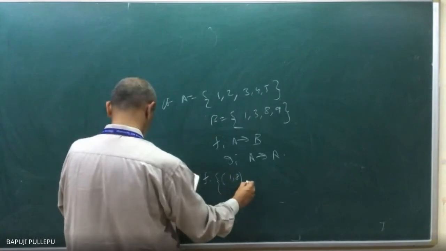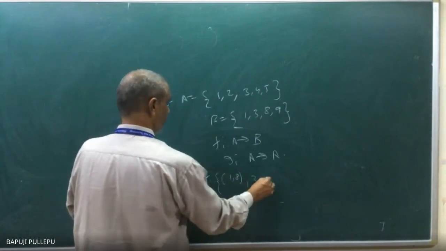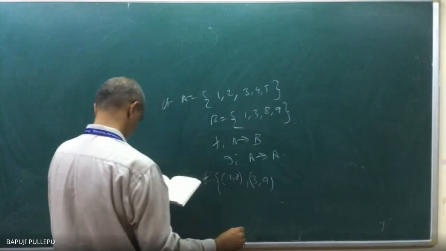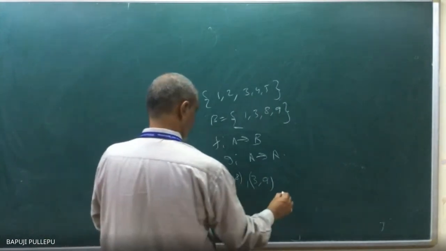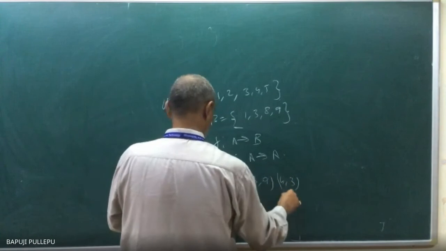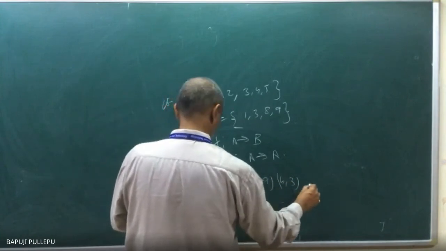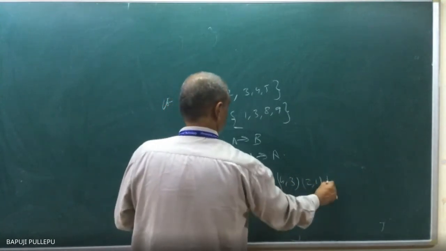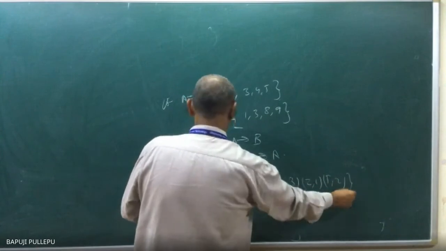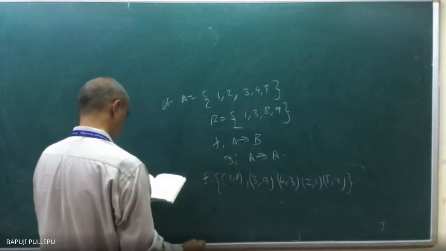F is given as: 1 to 8, 3 to 9, 4 to 3, 2 to 1, and 5. Then G is given.